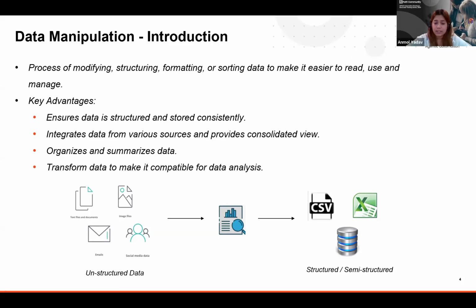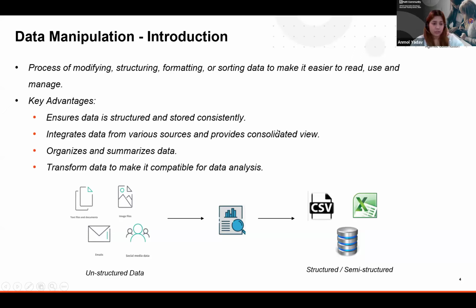Now, data manipulation tasks can include sorting your data, filtering your data, merging your data, deleting or transforming data within databases. It can be within spreadsheets. It can be within programming environments. What you see here shows what unstructured data looks like, wherein you'll have text files and documents, image files, emails, and social media data. Now this has to go through some manipulation so that you get the data in a CSV or Excel, which becomes the spreadsheet format, or you get it into a database in the form of tables, rows, and columns, which then becomes the structured or semi-structured data.